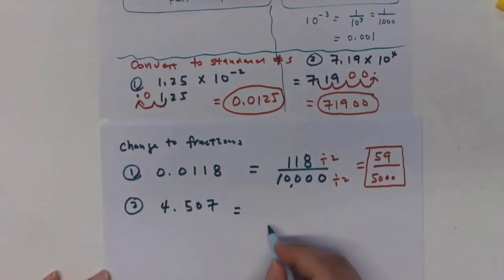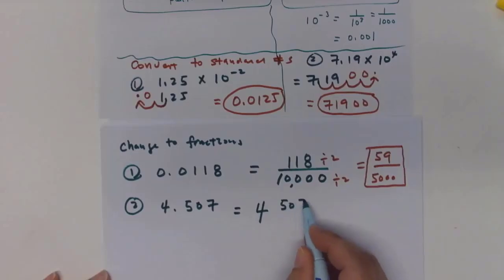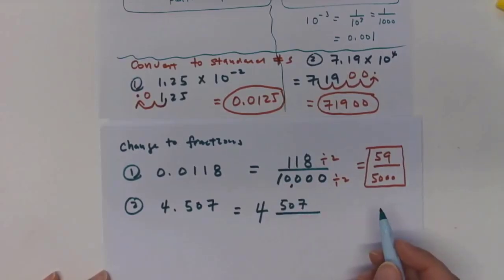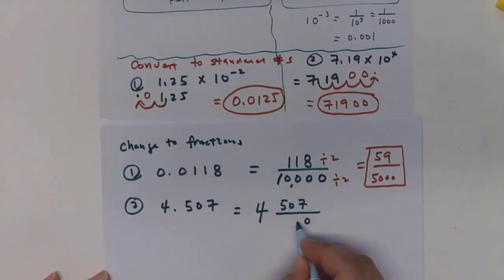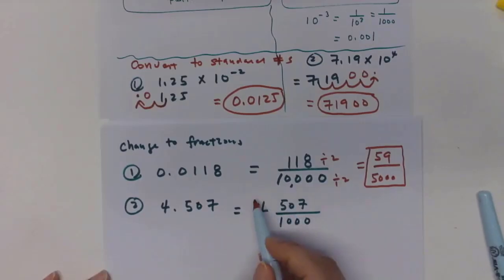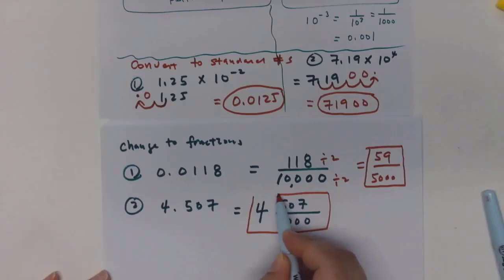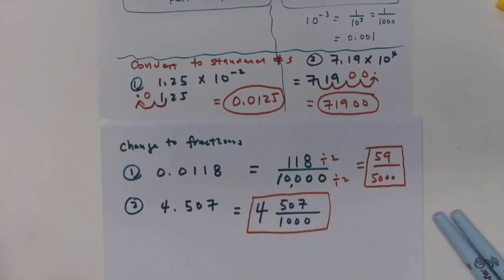If I write it as fractions, we have 4 and 507 on top. At the bottom, we have something with 3 zeros, right? Which is 1,000. Can this be my final answer? Yep. So don't put that as an improper fraction, okay? Just put it as a mixed fraction. That's more proper than improper fractions. Okay, that would be the end of decimal numbers.